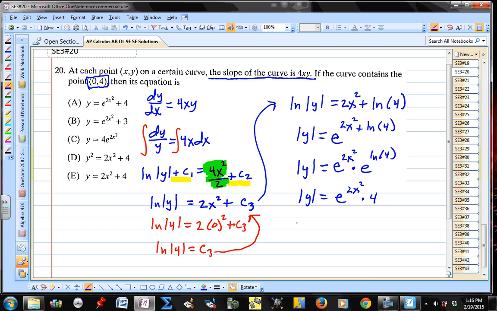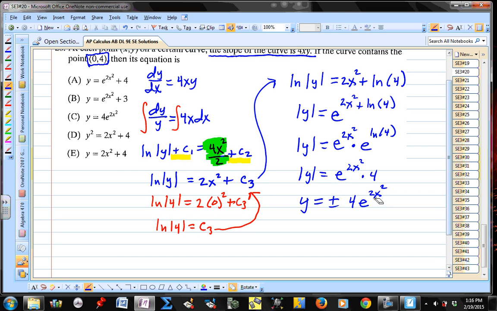Now to get y by itself, to get the absolute value bars out of the way, we're going to say plus or minus 4 times e to the 2x squared. And plus or minus, there's a technicality, but since we were dealing with the point (0, 4), we had a positive y value. We can eliminate the plus or minus. We know we're dealing with a positive y value. See, this matches option letter C.